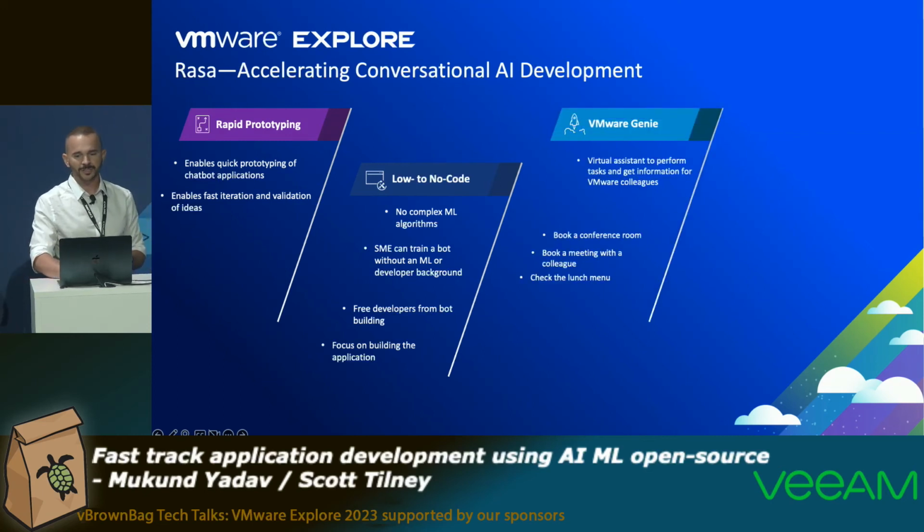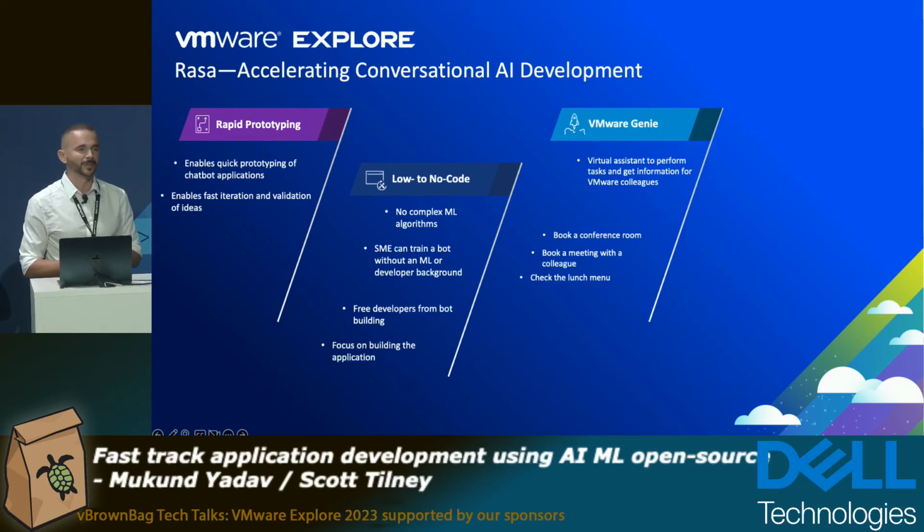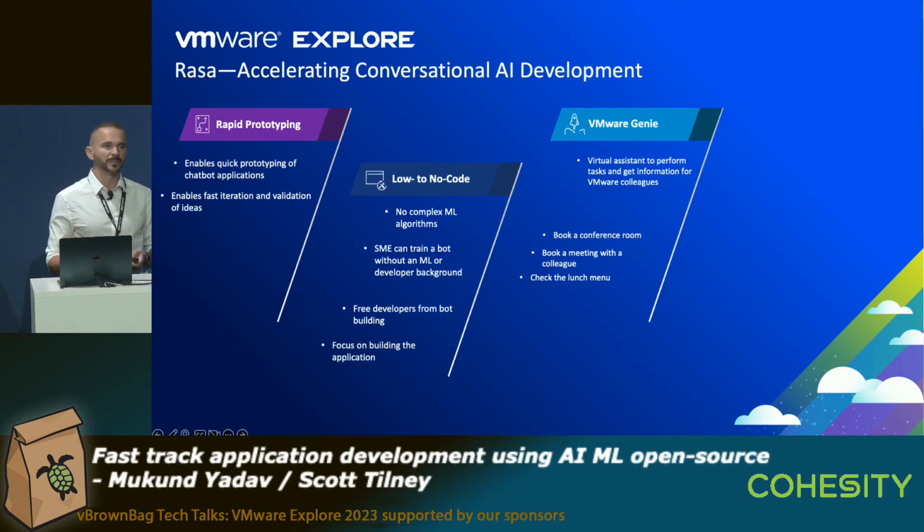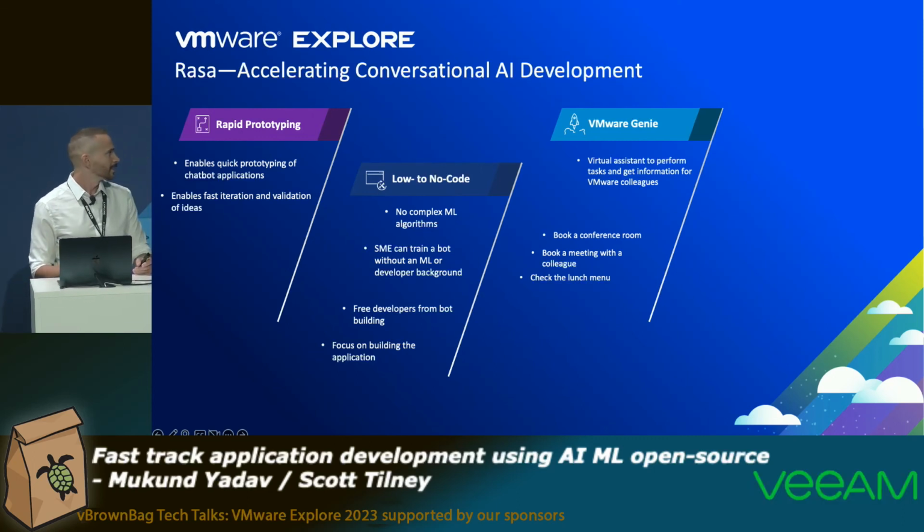Some real-world use cases where we've used Rasa at VMware is to improve colleague experience. So we built an application called Genie, which was a colleague assistant chatbot at VMware. We were able to do things like book conference rooms for colleagues. You could schedule a meeting with a colleague with Rasa. You could check what's on the lunch menu at our campus cafeteria. And you could look up colleague contact information as well.